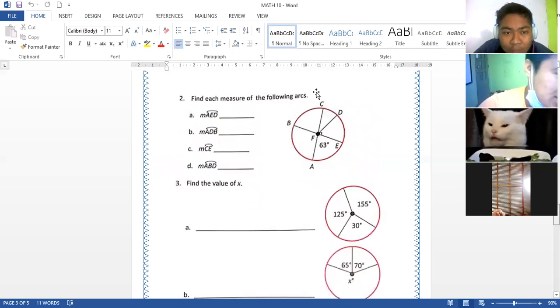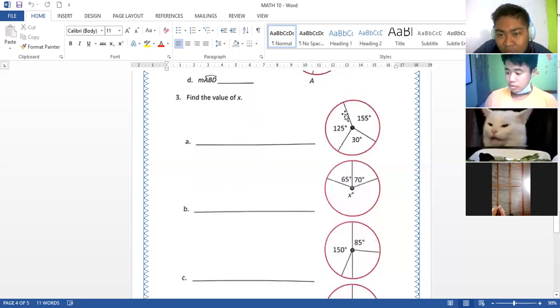Pinapangunahan ko na talaga. Ito, find each measure of the following arcs. So, arc AED. Ayan. So, andyan naman na. So, if this is 63, ilan ito? That is 90. Ganun lang. Madali lang naman yan. So, find the value of x. Ito. Wala tong x. Ito, merong x. Ito, may x. Walang x.